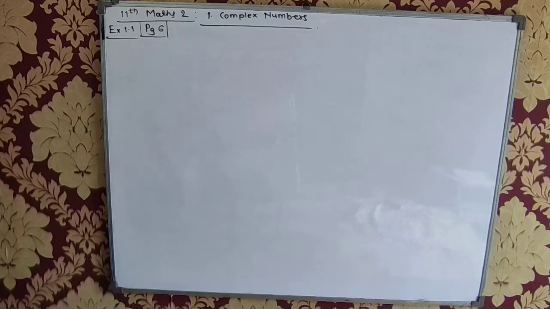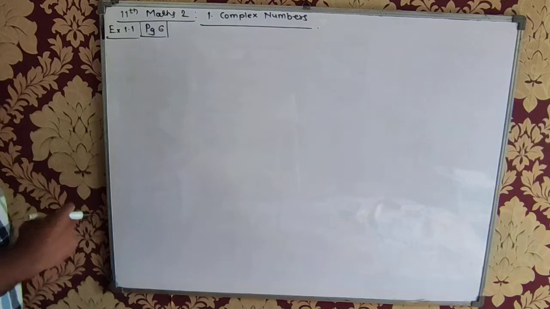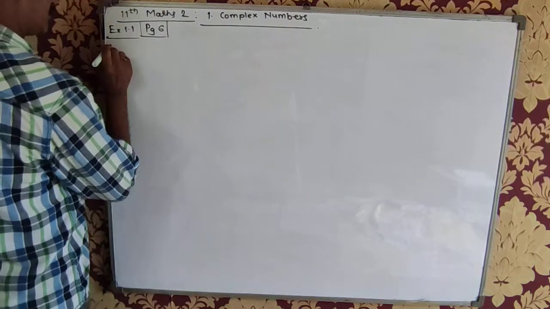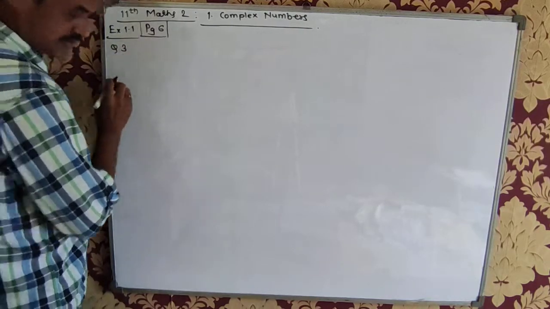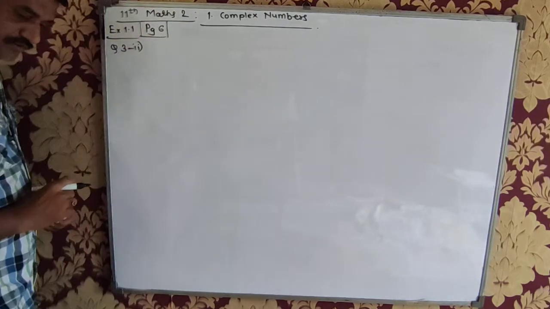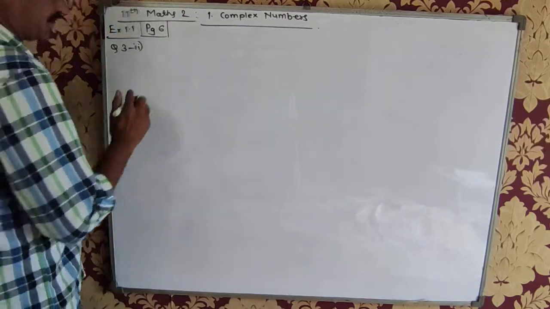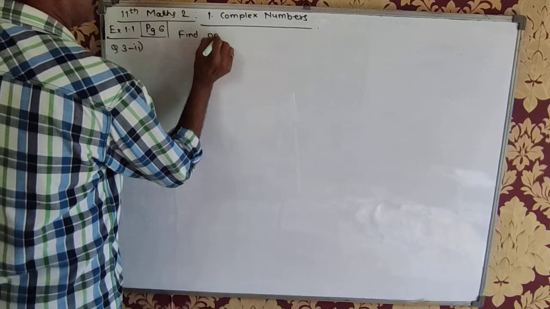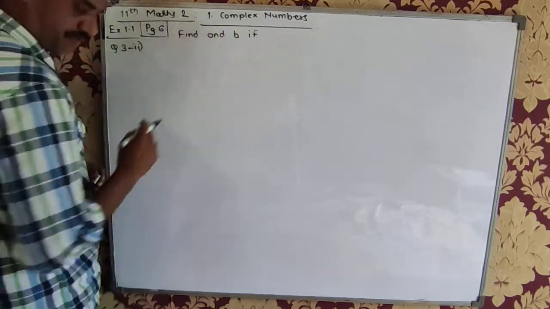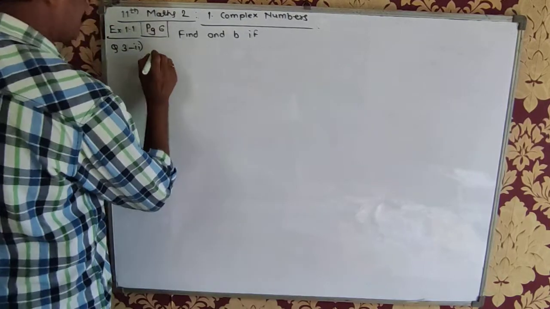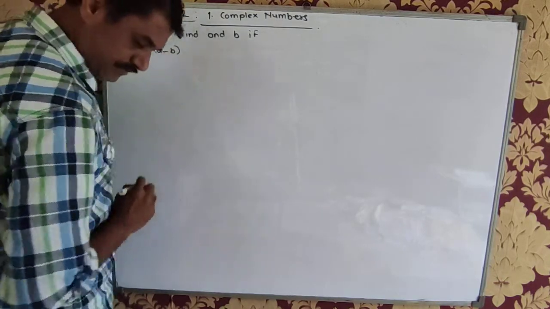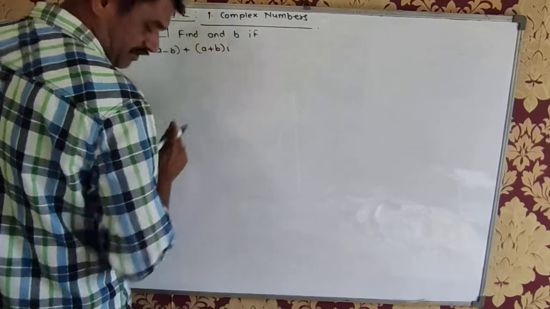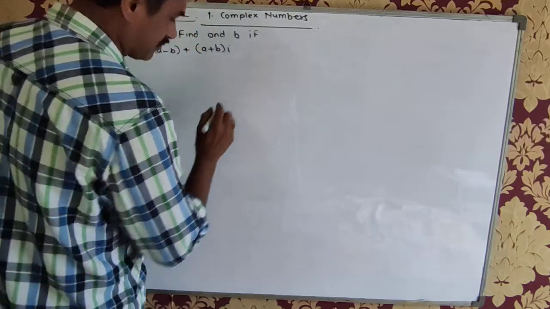Okay, so 11th Maths 2 complex numbers, the first chapter, exercise 1.1, page number 6. Question number 3, subpart 2. Find A and B. Okay, what is given here? (A minus B) plus (A plus B) into I is equal to A plus 5I.